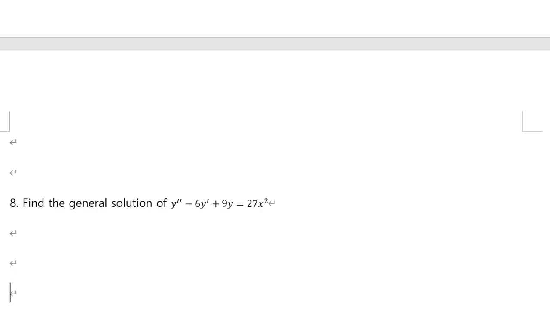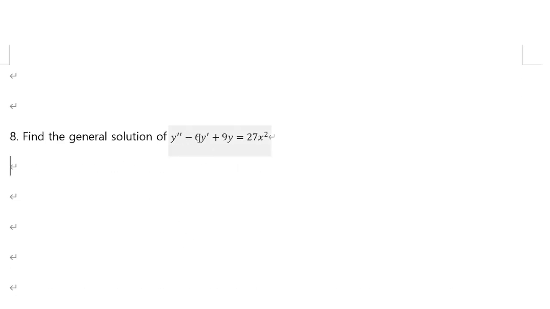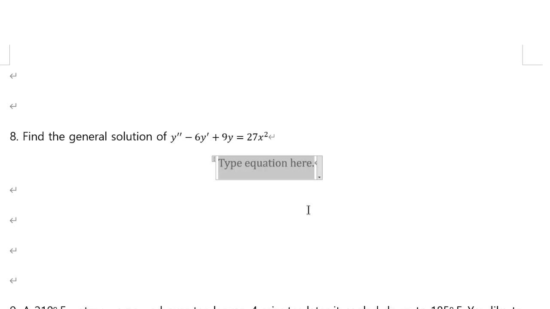Okay, find the general solution. y double prime minus 6y prime plus 9y equals 27x squared. So this is a method of undetermined coefficients, and so you first need to find the complementary solution by doing the characteristic equation. Well, this is, again, you can complete the square and you get the fact that r is equal to 3 for both of the solutions.